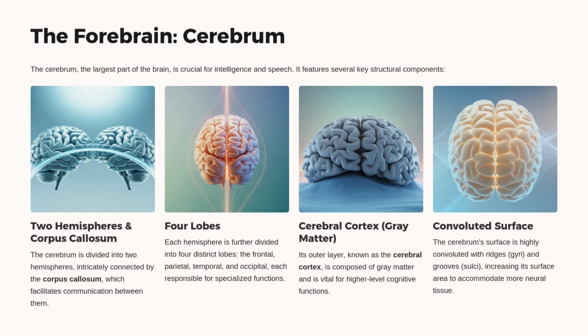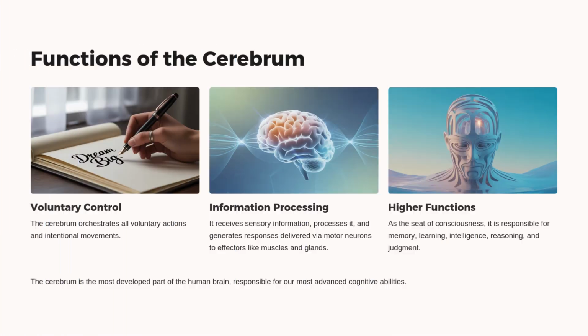Functions of the cerebrum. Voluntary control. The cerebrum orchestrates all voluntary actions and intentional movements. Information processing. It receives sensory information, processes it, and generates responses delivered via motor neurons to effectors like muscles and glands. Higher functions. As the seat of consciousness, it is responsible for memory, learning, intelligence, reasoning, and judgment.